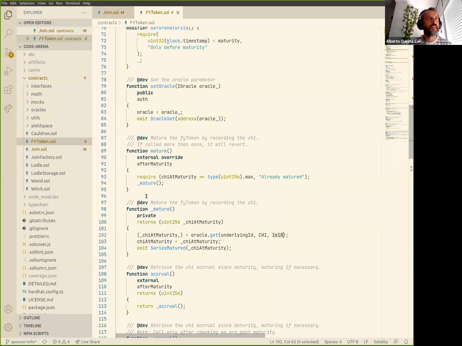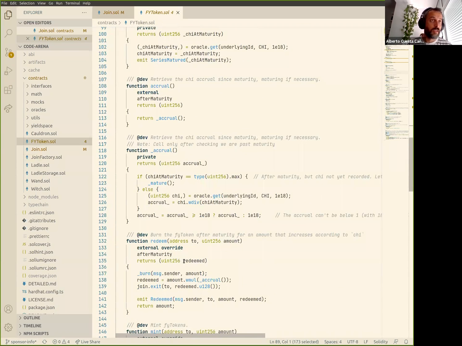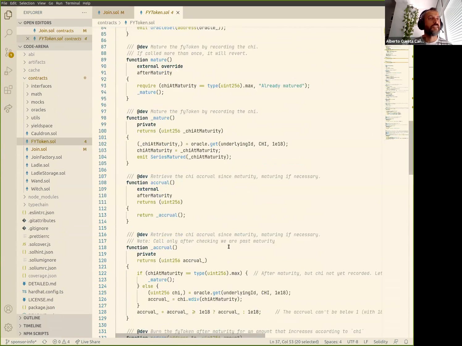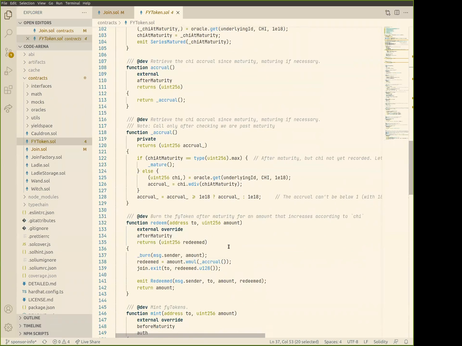Another thing we changed that I think is quite important is that now FYTokens self-mature. Before, someone had to be there at midnight of the maturity date, often me, prepared to click the button and mature. And if I was too late, someone would lose some gas. Now the first person that actually tries to redeem, when they calculate the accrual of the chi, if the chi at maturity hasn't been set, the first redemption will do so. It is set once to save gas. So the FYTokens this time self-mature, which will save us some trouble.